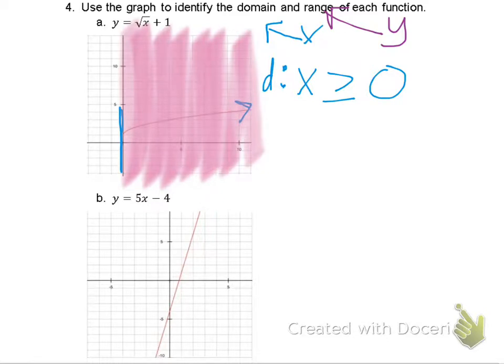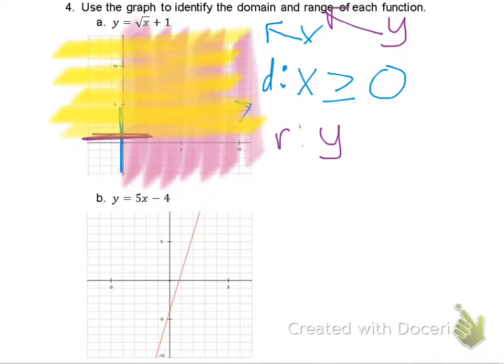Now if we look at the range, we're going to use a y to show this. And you can see that this line stops at y equals 1. And it goes up from there. If we were to shade that in with a different color, it would be everything above that line. So that would be y is greater than or equal to 1 for the range.